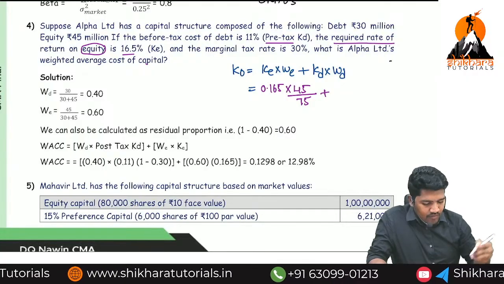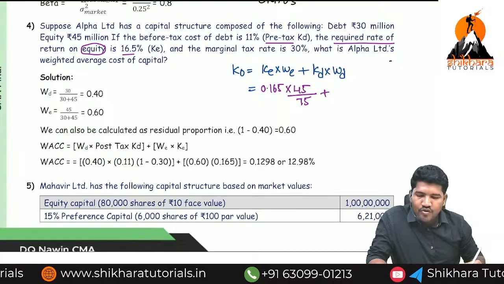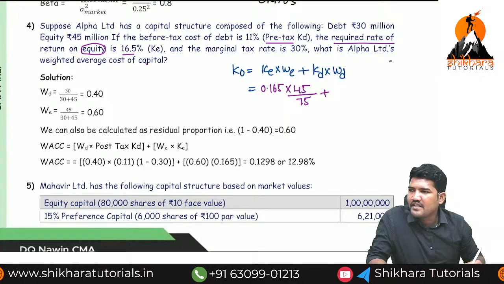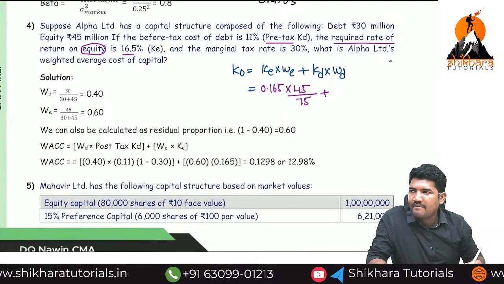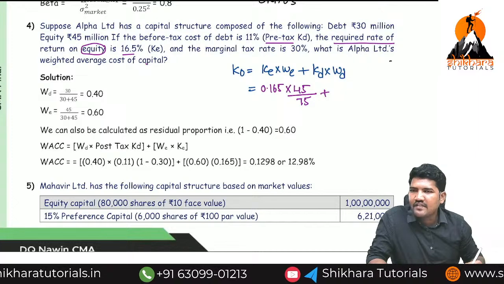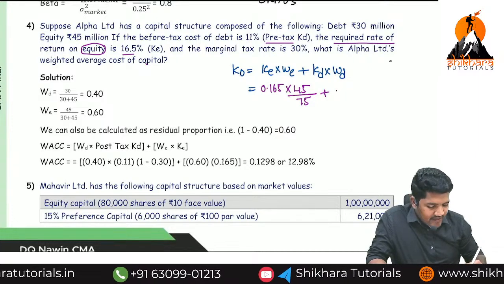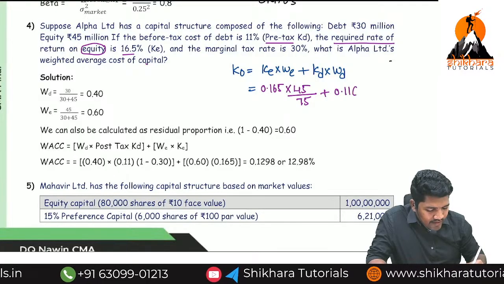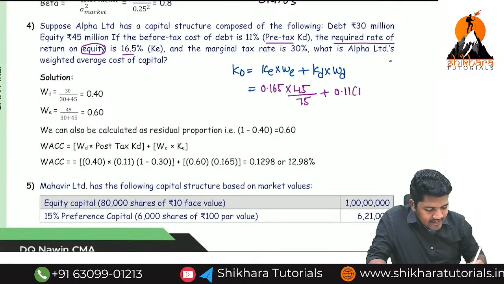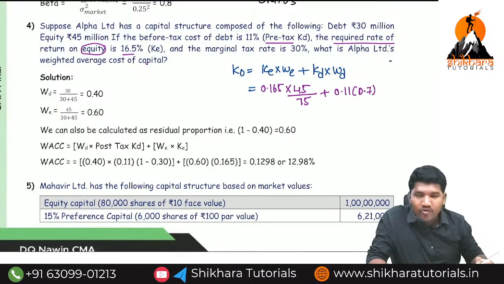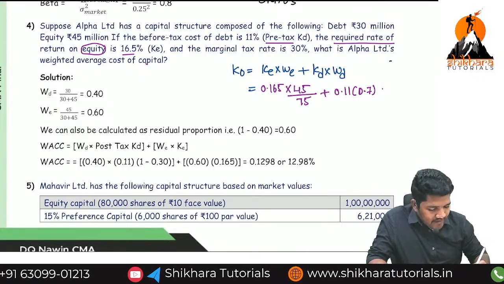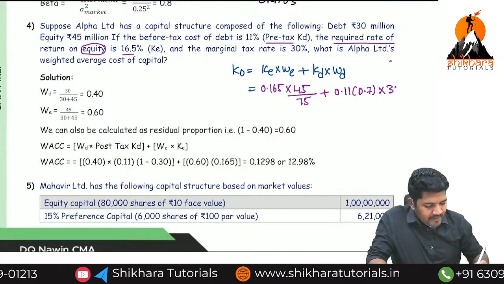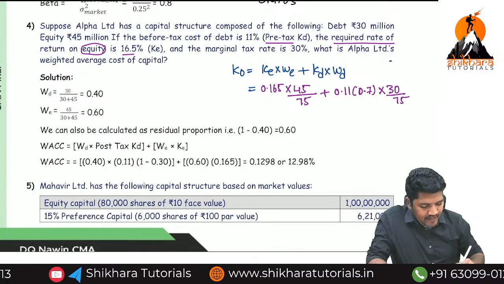Guys, clear? Now, can I take 0.11 or 0.07? I think 7.7% is the answer. 0.077, yes or no, sir? Let's check the calculator. KD equals 0.11 into 1 minus tax. Can I take 0.7 for 1 minus tax? 0.7 into weight of debt. How do you get the weight of debt? 30 divided by 75.